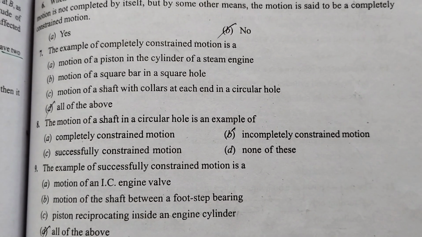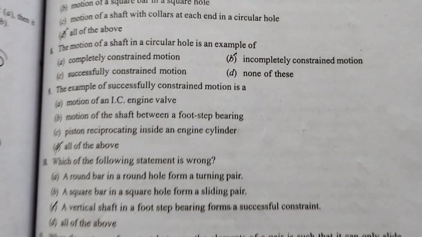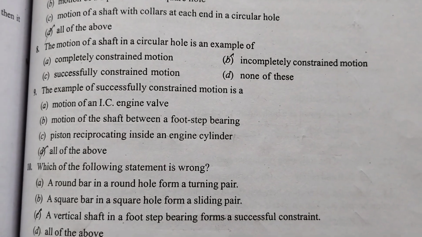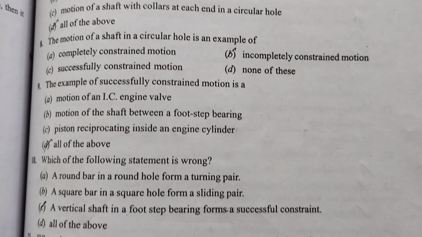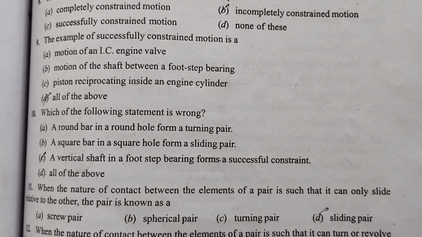The motion of a shaft in a circular hole is an example of incompletely constrained motion. The example of successfully constrained motion is a dash. All of the above. Which of the following statements is wrong? A vertical shaft in a footstep bearing forms a successfully constrained motion.